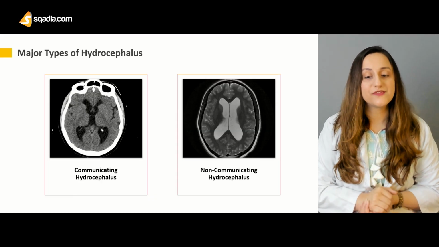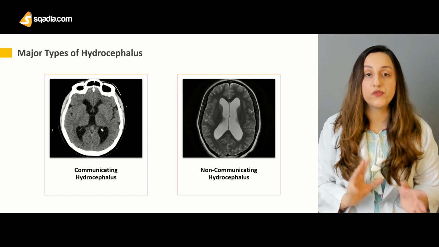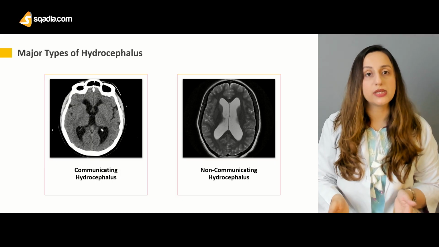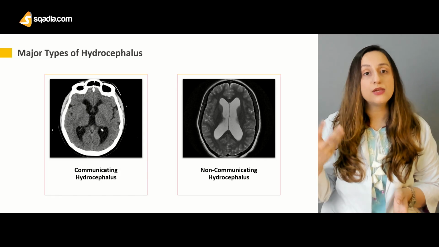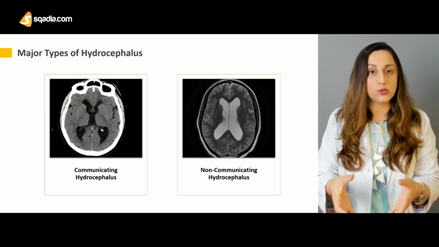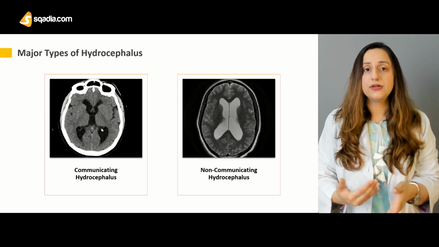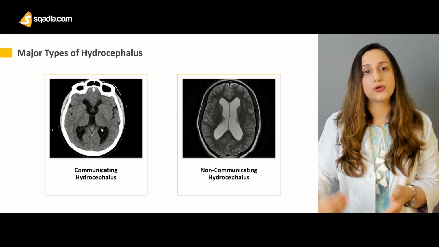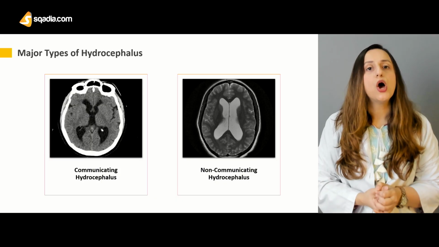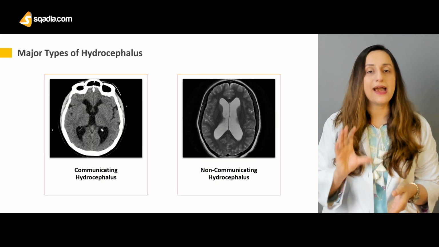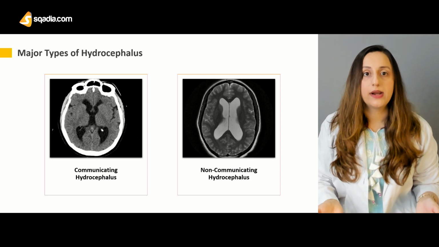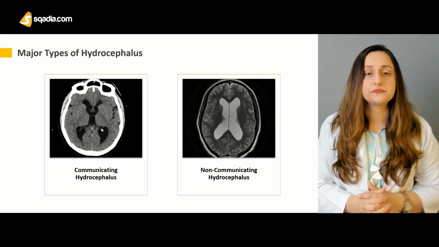Now, moving on, we have the non-communicating hydrocephalus. The difference between the communicating and the non-communicating hydrocephalus is that in non-communicating hydrocephalus, there is some sort of disruption in the communicating pathways. Either the lateral or the third ventricle are not communicating properly due to a hemorrhage, infectious states, or a tumorous condition, or there is some sort of aqueductal stenosis taking place, either due to a glioma or ependymoma.